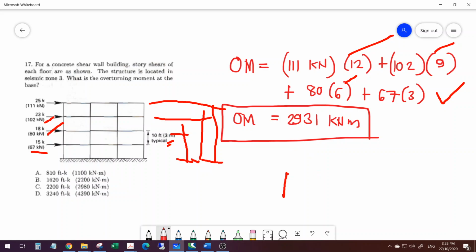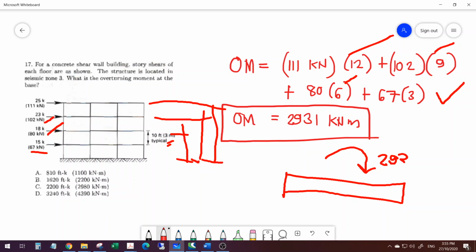So if you draw a free body diagram of the mat foundation, you have 2931 kilonewton-meter as overturning moment. So if you analyze the mat foundation on a global sense, apply that overturning moment. So it should resist that overturning moment.